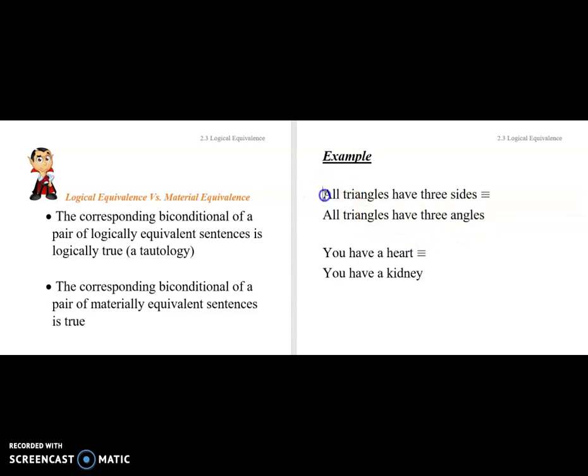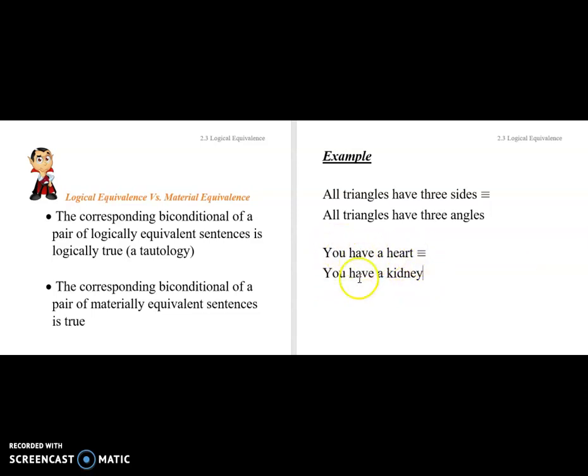Right? It's not like there's going to be a circumstance where you have a triangle with 3 sides and it doesn't have 3 angles, or vice versa, okay? But you could have a logically possible circumstance, maybe during a surgery or something like that, or some exotic creature as evolution unfurls into the future, that has a heart but lacks a kidney, let's say. So it could be that you have a heart and you don't have a kidney. So this is not going to be a tautology.